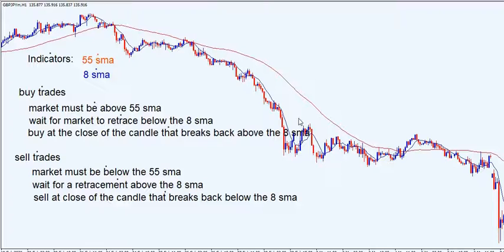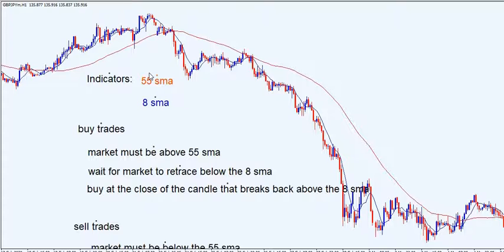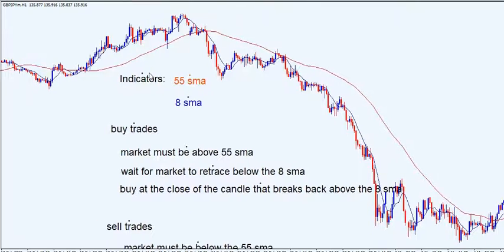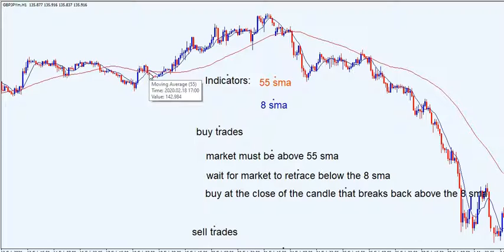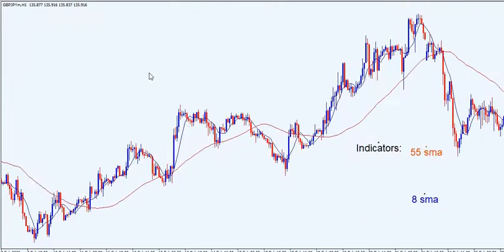Examples that will make this whole jargon look much simpler than it is right now. So let's just scroll back. By the way, you can use this strategy in any time frame, any pair, any market, but I usually prefer it on the 1 hour time frame. I mean, this is where it works wonders for me.